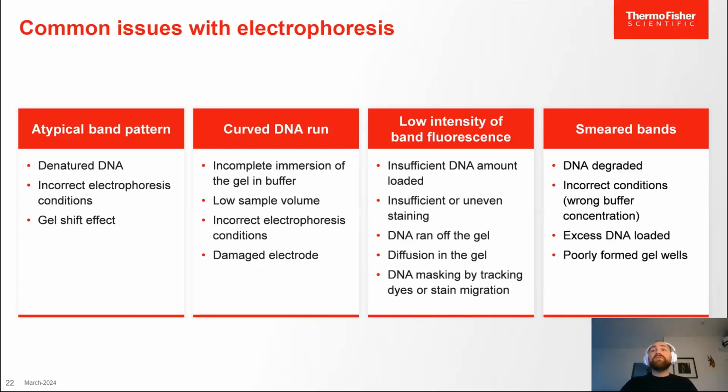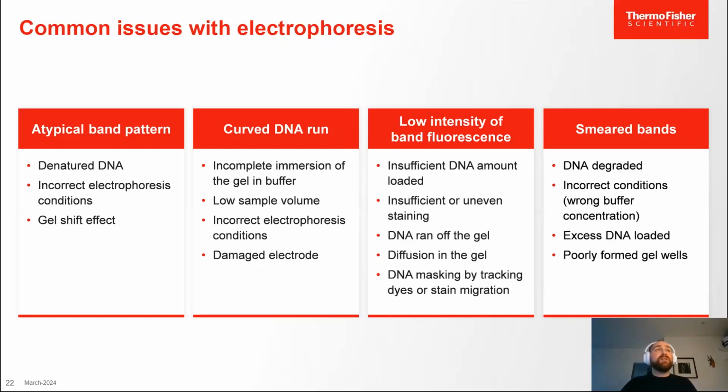Low intensity of band fluorescence, so insufficient DNA is the most common cause. Insufficient or uneven staining, so in this case, what I mentioned before, you might be in the stain shadow, where it has migrated away from that area of the gel if you're staining inside the gel. Then we have DNA run off the gel. This is one of the most common early mistakes. Once you do it once, you will never do it again, but it does happen a lot.